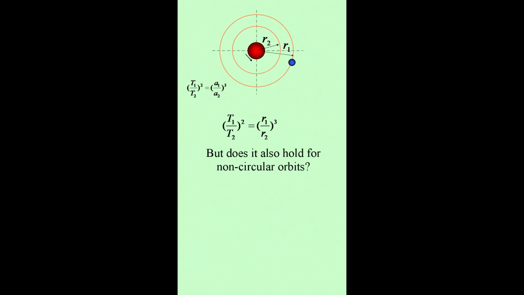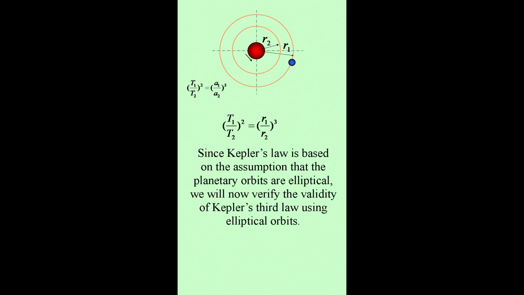But does it also hold for non-circular orbits? Since Kepler's law is based on the assumption that the planetary orbits are elliptical, we will now verify the validity of Kepler's third law using elliptical orbits.